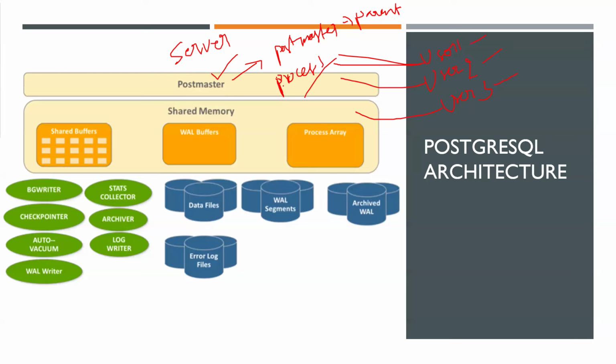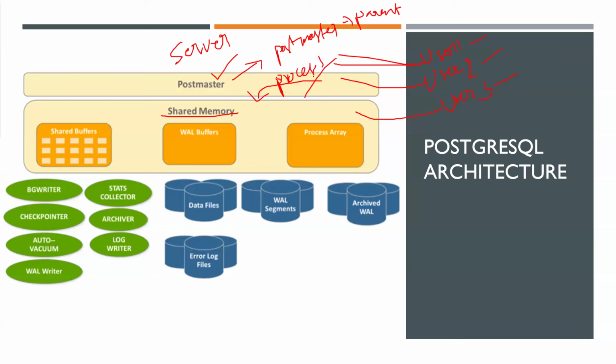Once it generates the process ID, the next step: here we need to remember 3 things. One is shared memory. We are having the background processes. We are having the physical files, and we are also having archiving. So internally, PostgreSQL contains n number of processes.